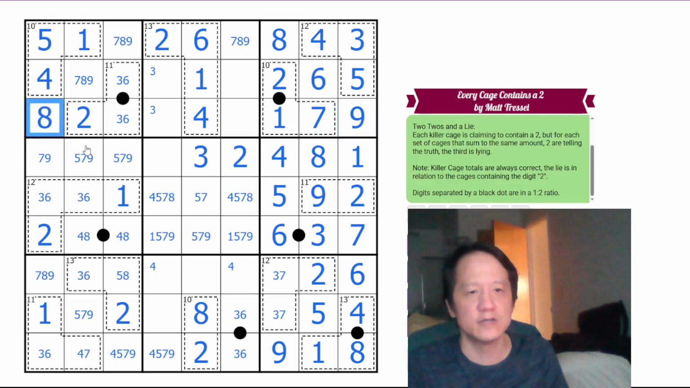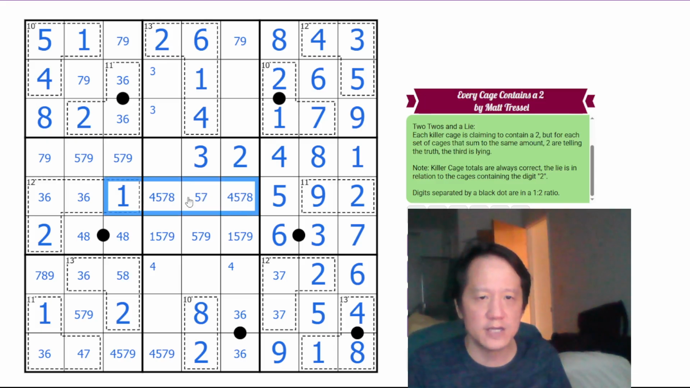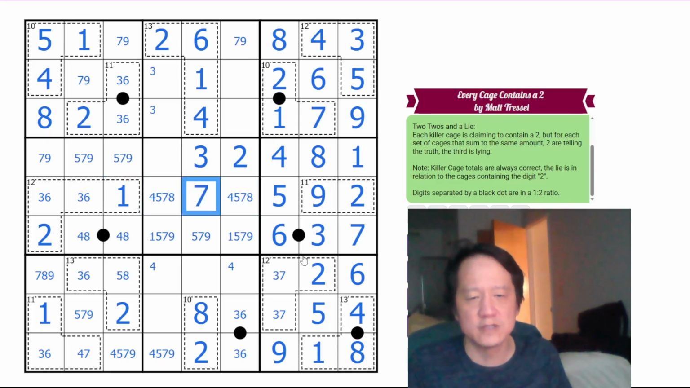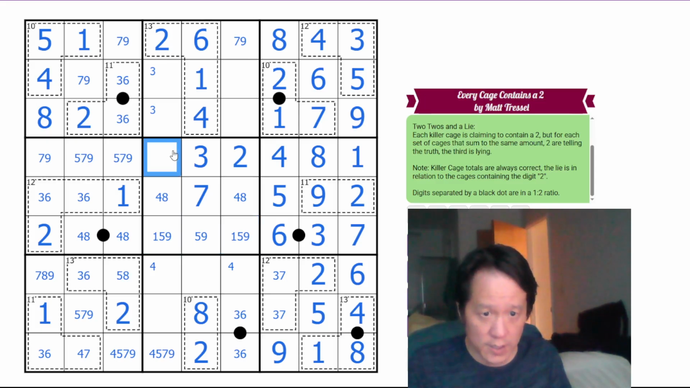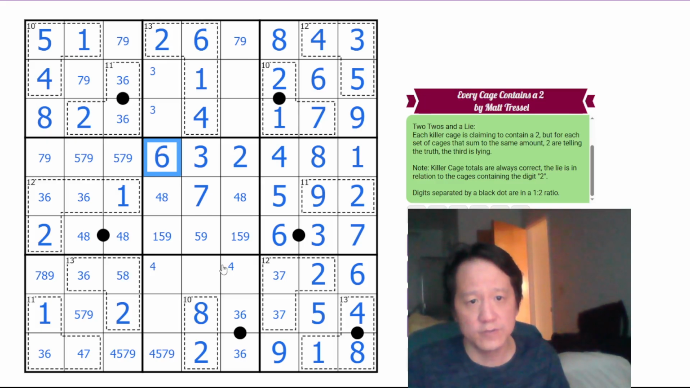9 eliminates 9 here, so this is 8. Neither of these can be 8 then. This can't be 8. These can't be 5 anymore, so that makes this a 7. This can't be 5 or 7. This can't be 5 or 7. This can't be 7. That leaves this as a 6 here. This 8 eliminates 8 here.